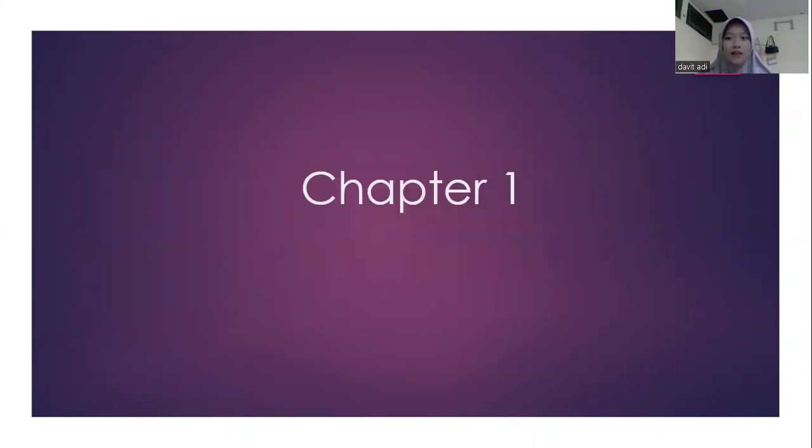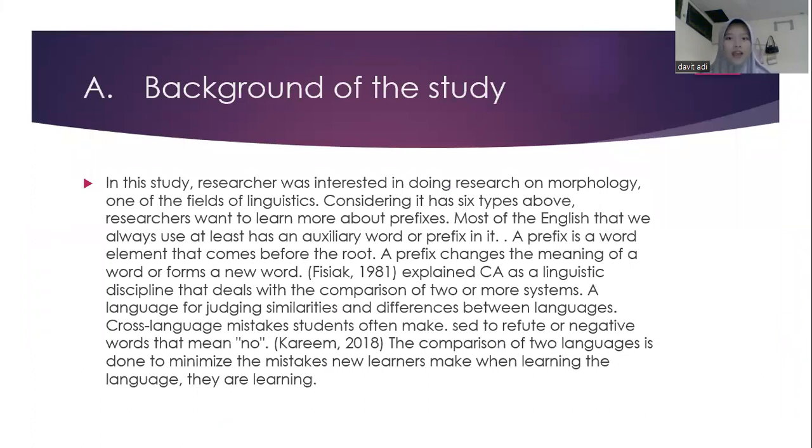And then Chapter 1. A. Background of the study. In the study, the researcher was interested in doing research on morphology, one of the fields of linguistics, considering it has 6 types. Above all, the researcher wants to learn more about prefixes. According to Fisiak, 1981, contrastive analysis is a linguistic discipline that deals with the comparison of two or more language systems for judging similarities and differences between languages.